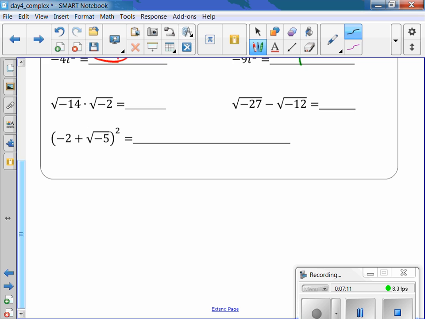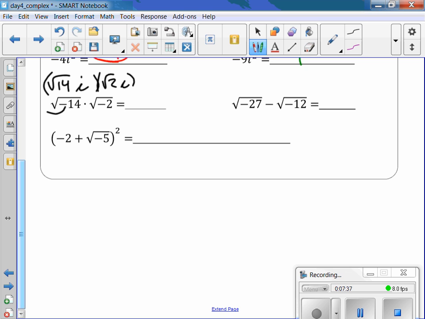So if you take this out, you wind up with what? Negative square root of 14i, right? Yes? What do we get with the second term? Square root of 2i. So now when we multiply, what do we get?